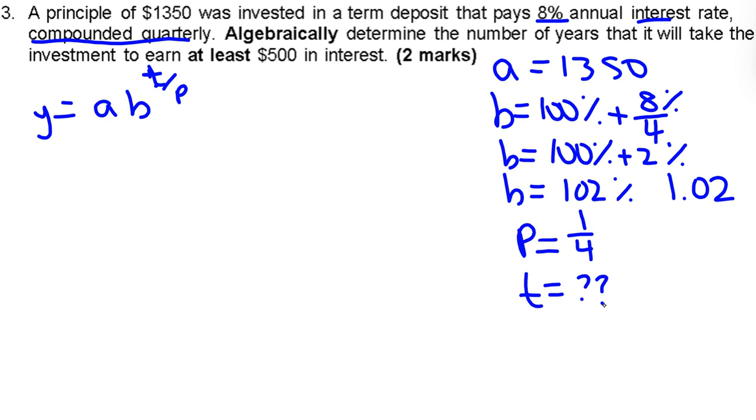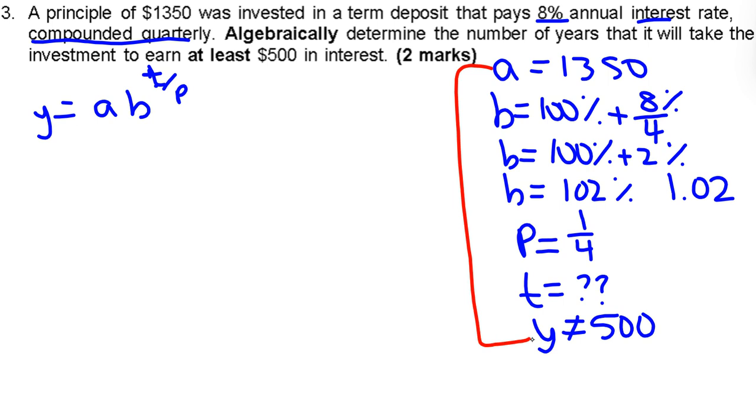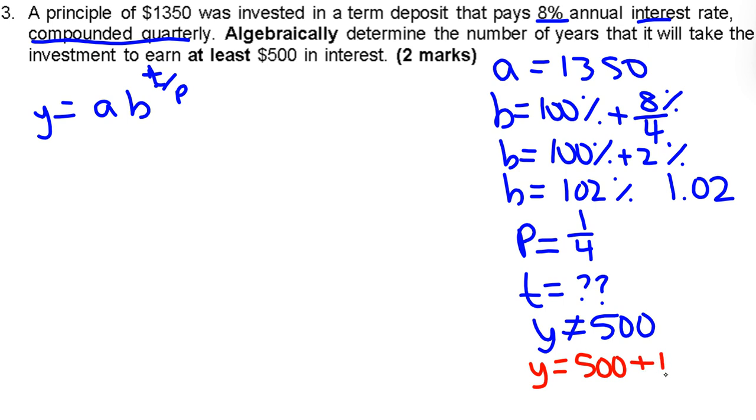It takes the investment to earn at least $500 in interest. Now, that does not mean that Y is 500. If I went from 1,350 to 500, I am losing money. That doesn't make sense. So I am not doing that. So I'm earning interest, which is the extra amount. So the extra plus my initial means that I want my final value to at least be 1,850.